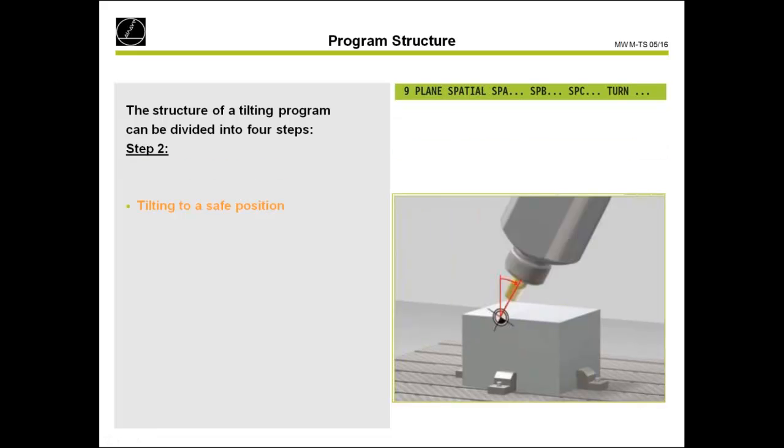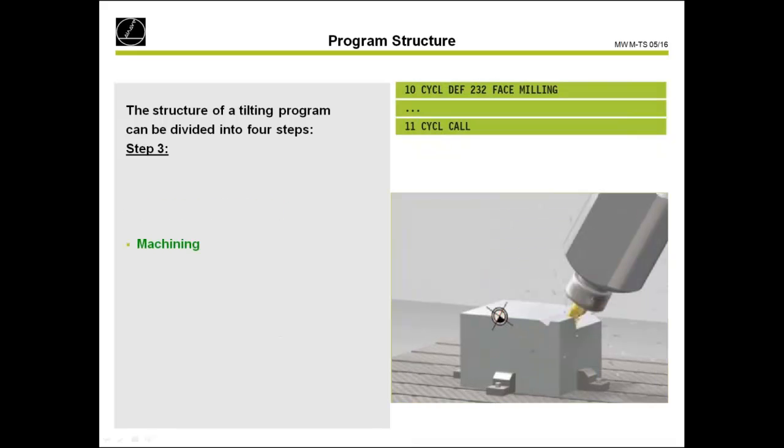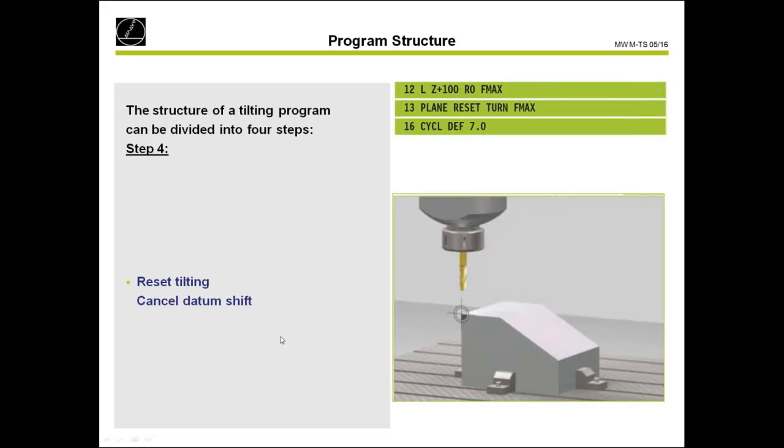The next step is tilting. It depends if you say turn or move, that you stay on a safe position or close to the workpiece. Then you make the machining, and after the machining you reset everything. So reset tilting and cancel the datum shift.